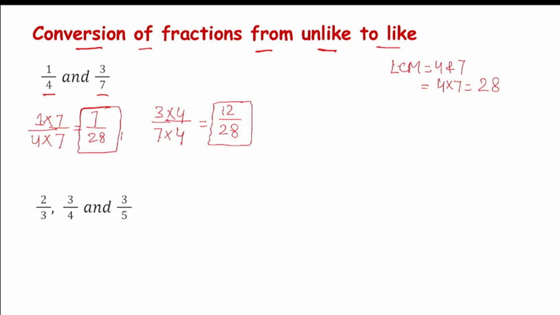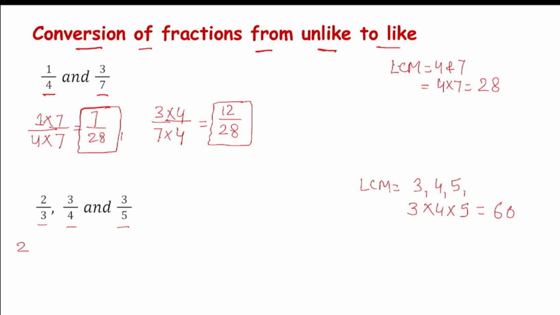Now next we are given three fractions, and these three fractions are unlike fractions. To make them like fractions, we have to take the LCM of these three numbers. And we know 3, 4 and 5 are co-prime because there is no common factor between these three numbers. So the LCM will be 3 times 4 times 5, which is 60.